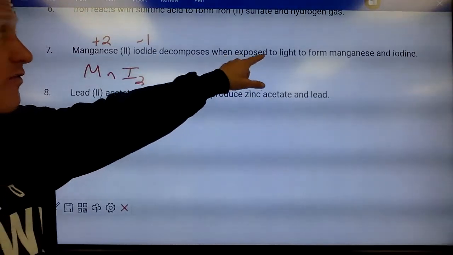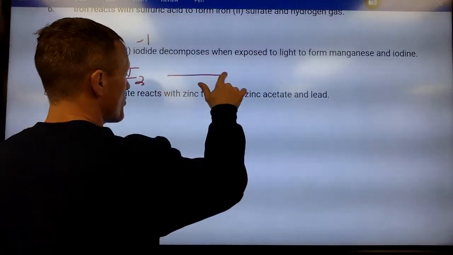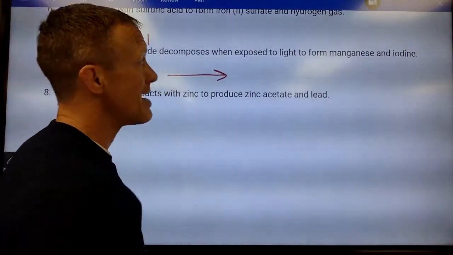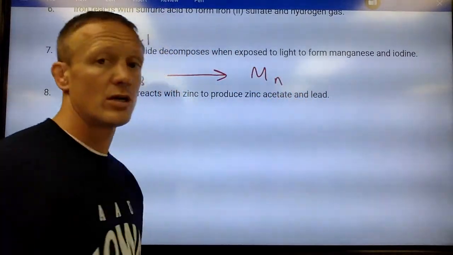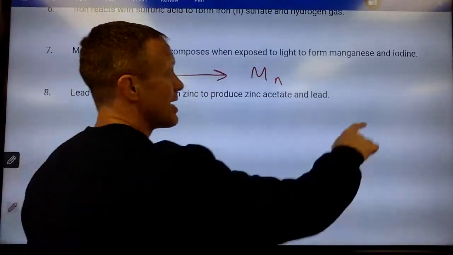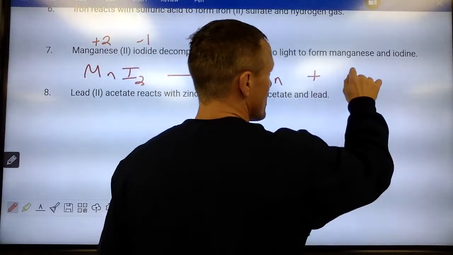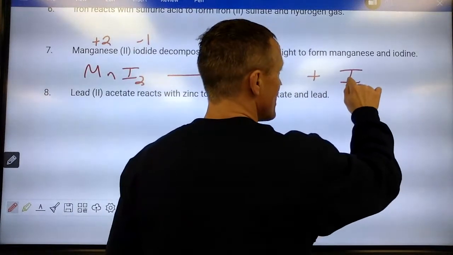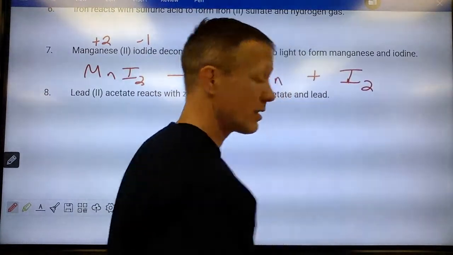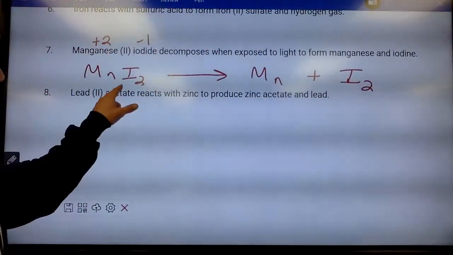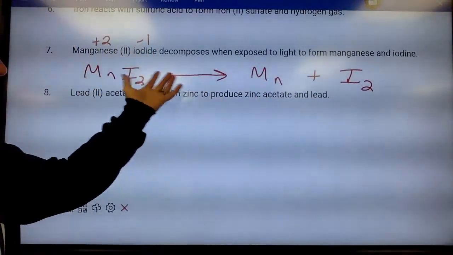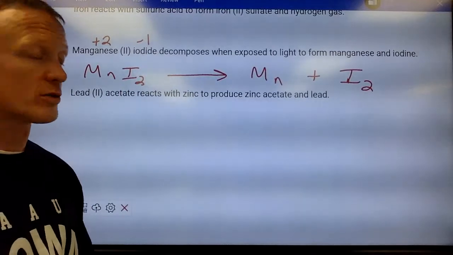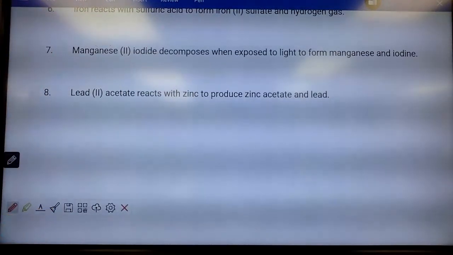Decomposes when exposed to light to form. You don't have to put light in there, but to form manganese and iodine. So that means you have manganese by itself, which is not one of the diatomic elements, plus iodine. Iodine is one of the diatomic elements, so it has a 2 with it, not because there's a 2 over here, but because it's one of the diatomics. If you look here, we have 1 manganese, 2 iodines, 2 iodines. That equation is balanced. Let's do one more.